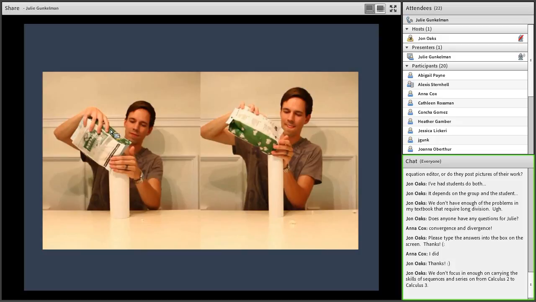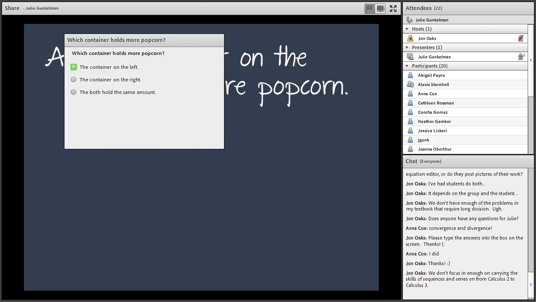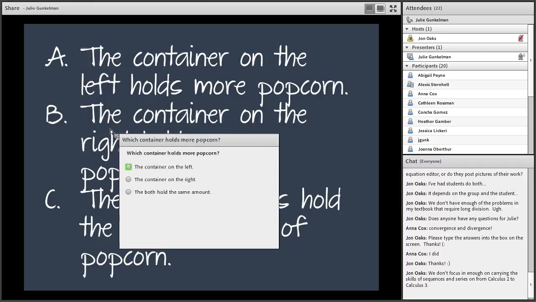Okay, so I will show students this video in class, and then I'll ask them what kind of question they might have, or why I might show this to them. Eventually, they will come up with the right question, which is: what container holds the most popcorn? And so try not to be a math major right now. I want you to answer this question. Is it the one on the left, the right, or are they the same?